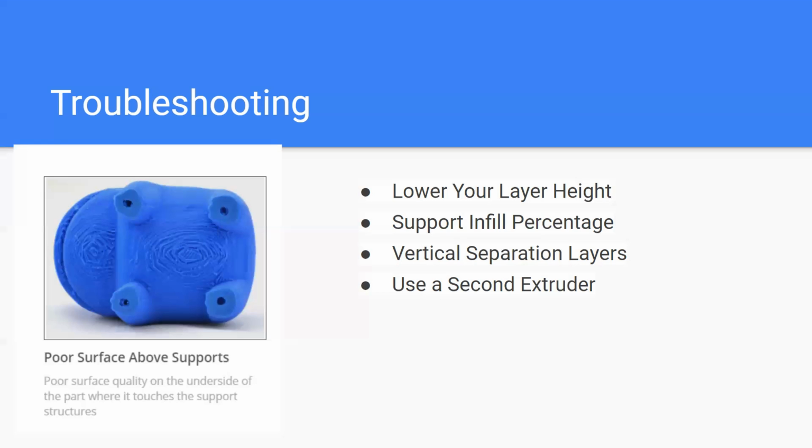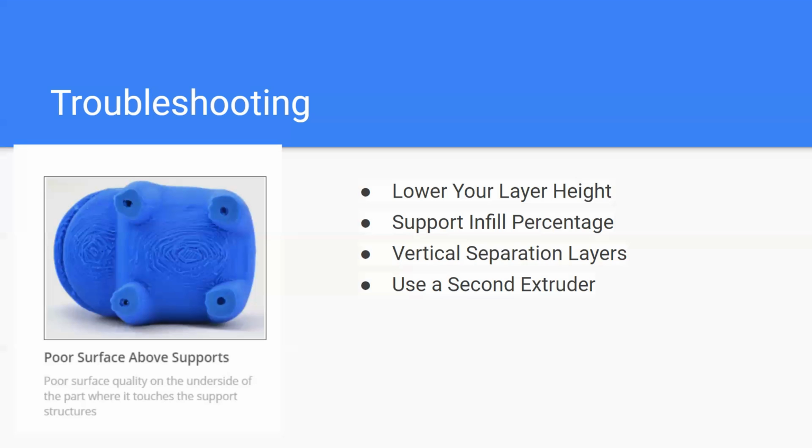Vertical separation layers is a setting in Cura, like I said. It determines how many empty layers are left between the support structures and the part. If you're printing your support structures with the same material as your part, which you're going to do if you have one extruder, it's common to use at least 1 to 2 vertical separation layers. If you use 0 and you're printing everything with the same material, the support's going to bond to the part and become difficult to remove, but that can just be sanded off.